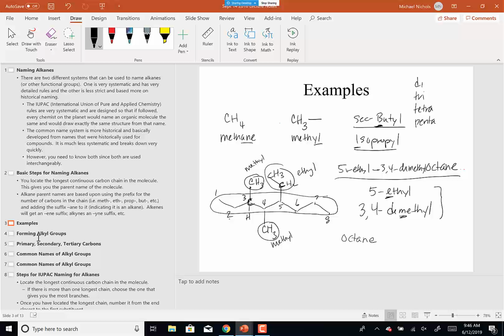So if you're unsure, after you write the name, write the structure out, and then hide the first structure with your hand or whatever, and then compare. And that's an easy way to double check your answer.